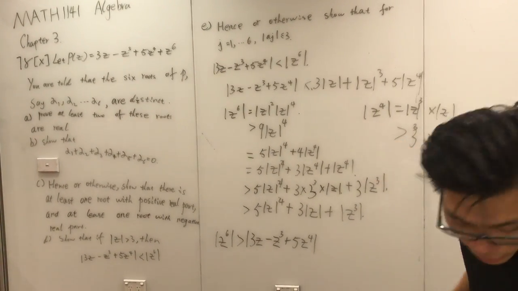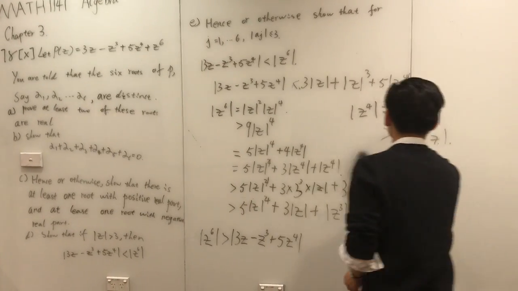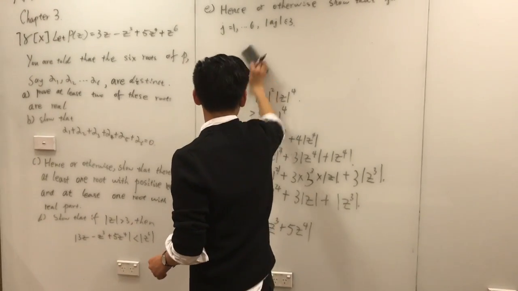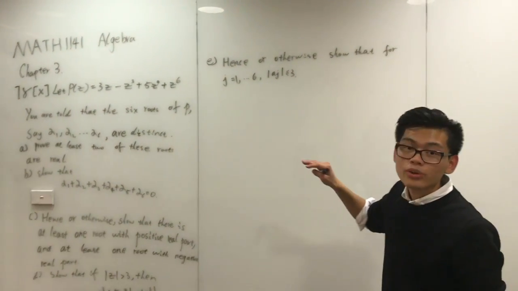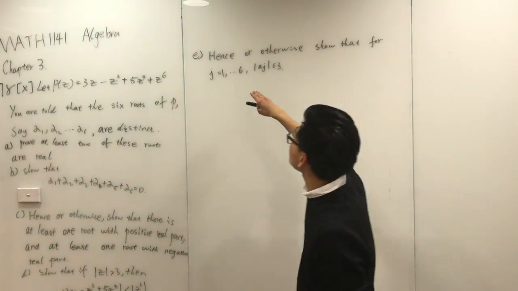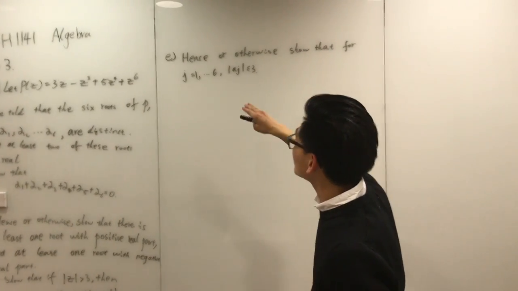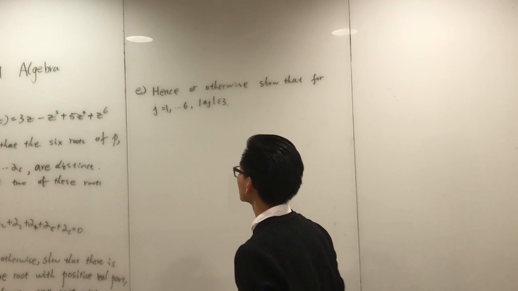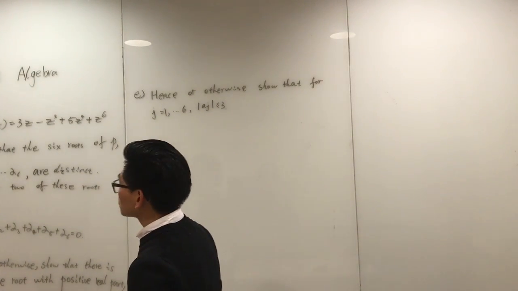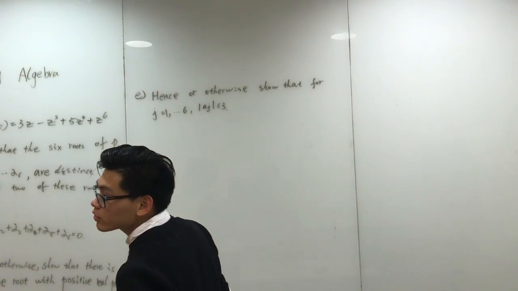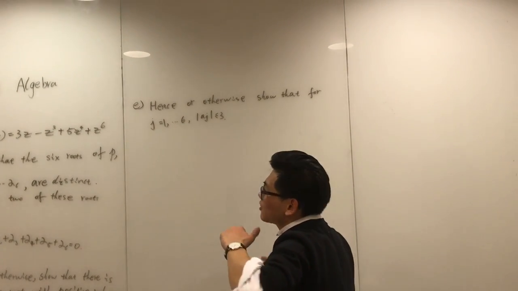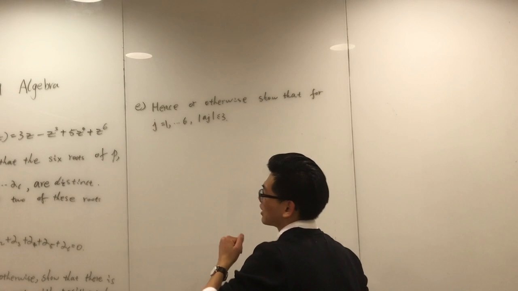Now we can go to the last part. Okay, now let's look at part B. Hence, or otherwise, show that for j equals 1 to 6, |αj| is less than or equal to 3. Okay, so when we look at this question, what do we need to do at first? We need to copy down the equation, right? If you have nothing to think about, just copy down the equation.